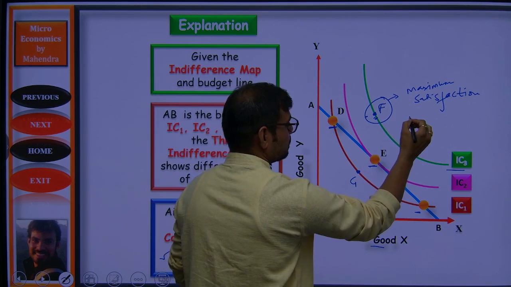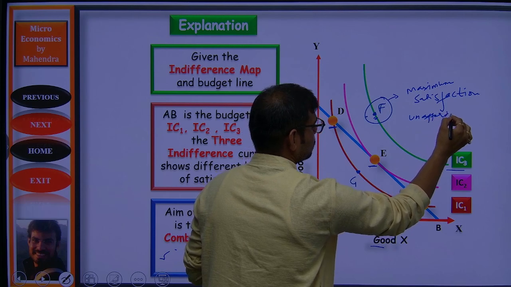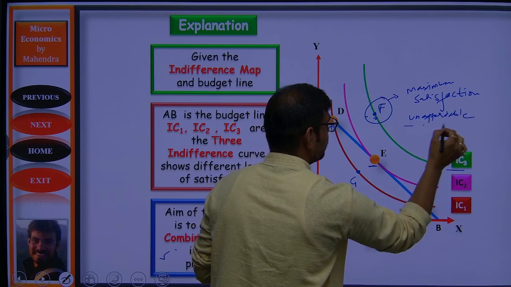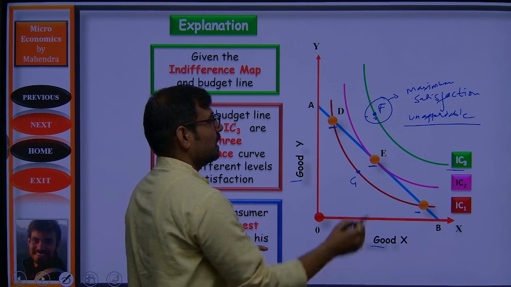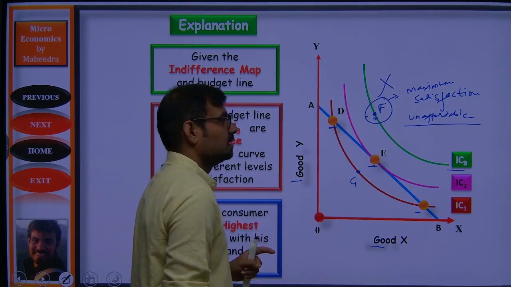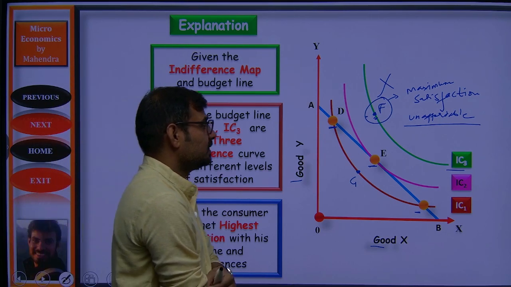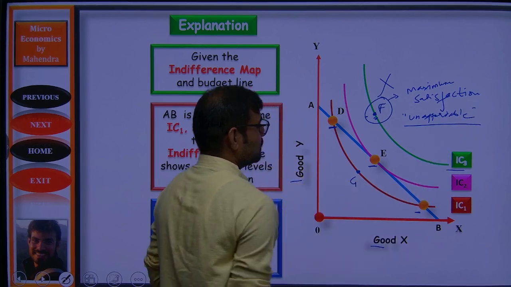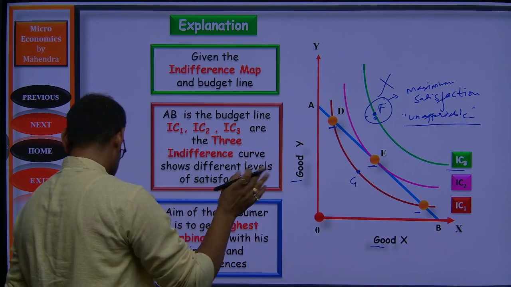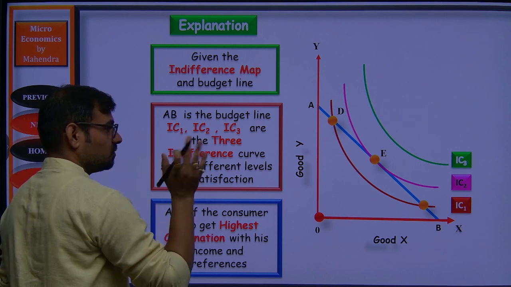So this is unaffordable. Though this point is giving maximum satisfaction, this one is unaffordable. Therefore, F point cannot be our consumer's equilibrium. Now, since there is an issue of affordability, let's do one thing. Let's erase this, because F to ho hi nahi sakta. So F ko hata dete hain.